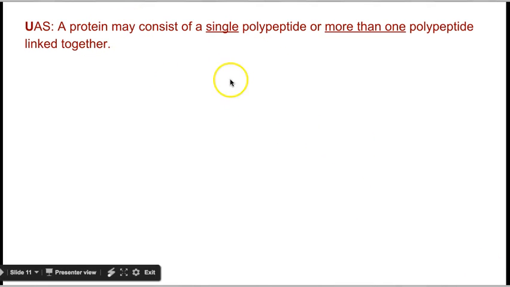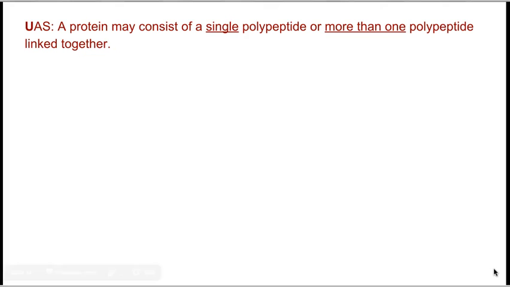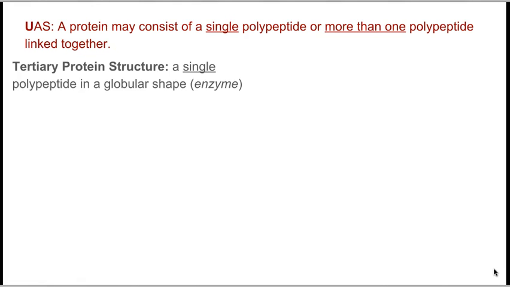Okay, we can also talk about a protein having tertiary and quaternary levels. So a protein may consist of a single protein or more than one protein linked together. And we'll see this is the case in quaternary structure. Tertiary protein structure is where a single polypeptide is in a globular shape. So we might think of the classic sort of enzyme structure, this rounded structure with a single polypeptide. Now notice the word there, single is important.